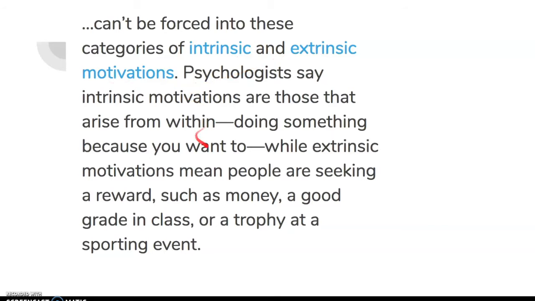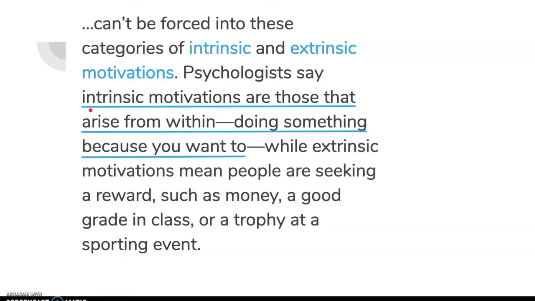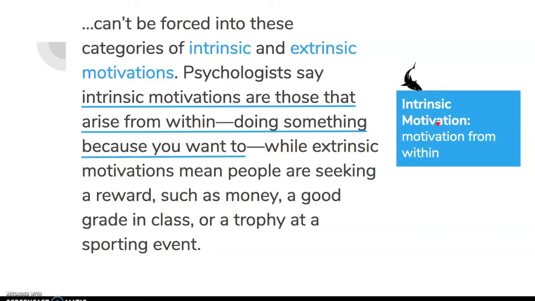But if we read just a little bit further down here, we see that each of these are defined by the article. So, for instance, intrinsic motivations are those that arise from within, doing something because you want to. So we could sort of simplify that by writing: Intrinsic motivation is motivation from within.